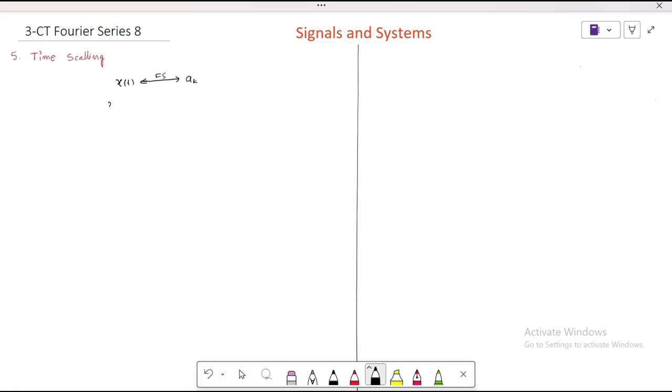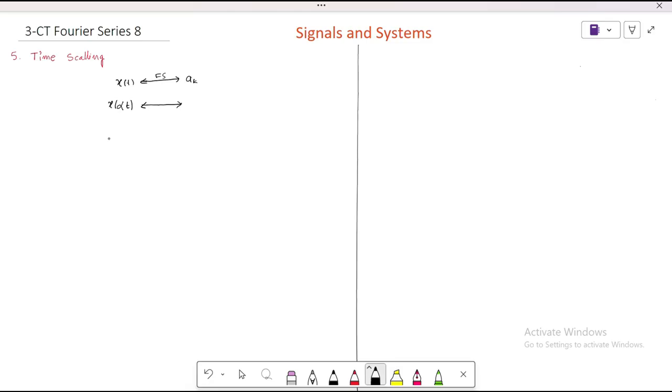So what is the Fourier series coefficient for the scaling of x of t? I'm taking the scaling x of alpha t. Here I'm taking alpha. So its corresponding Fourier coefficient is what?